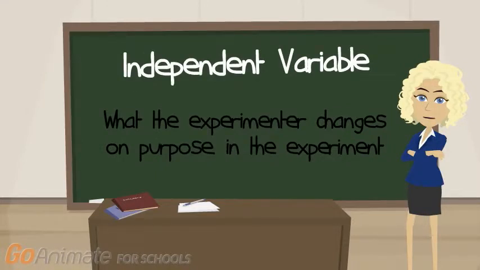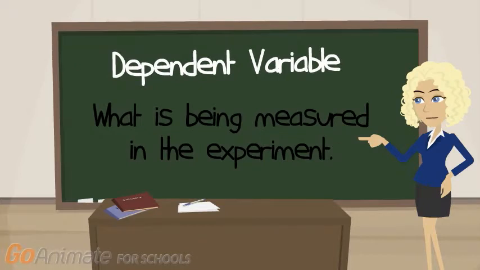The independent variable is the one thing that is changed in the experiment on purpose. It is the main thing you want to study in your experiment. The dependent variable is what is being measured in the experiment. It's what we hope changes in response to the independent variable. So we say it depends on the independent variable.